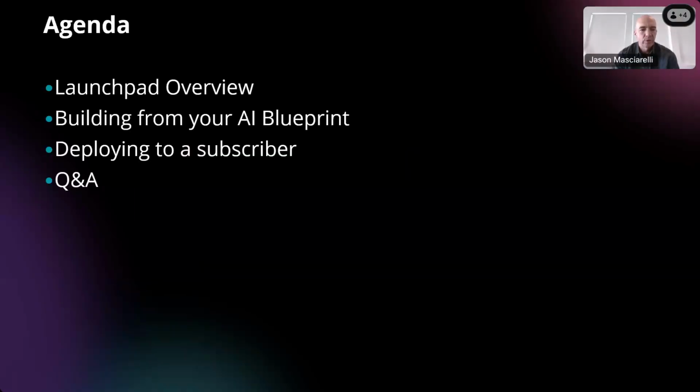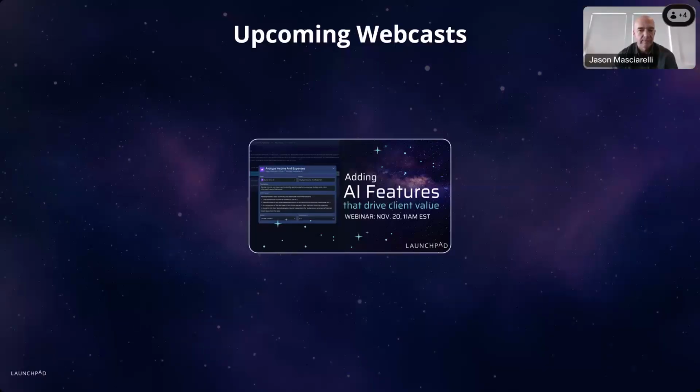All right, so we're going to do just a quick recap of Launchpad, just in terms of an overview. For you folks who've been on before, it'll be a little bit of a rehash, but I'll keep it short. And then we'll get into building your AI blueprint. The last webinar that we did, we took you through a deep dive on building out a blueprint. And so now it's all about how do you go build? And then we're going to talk about how do you deploy an application that's fully built out on Launchpad to subscribers, and then we'll get into Q&A. So we'll keep it pretty tight.